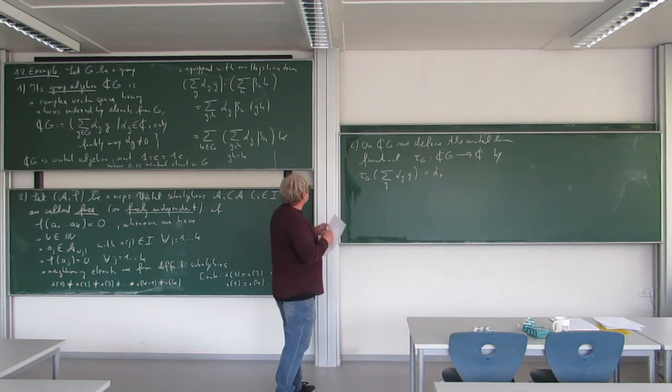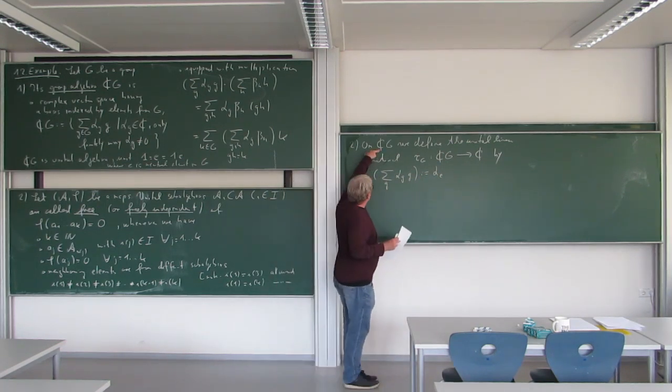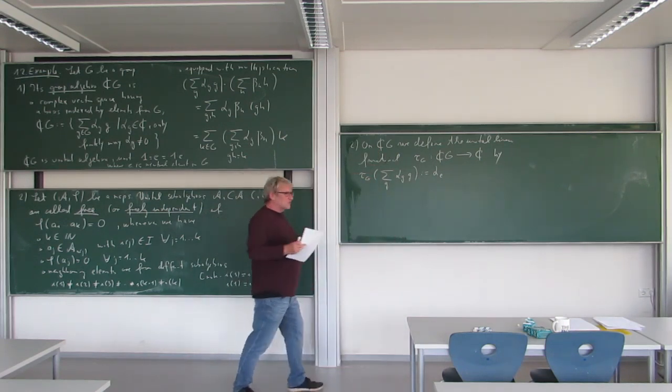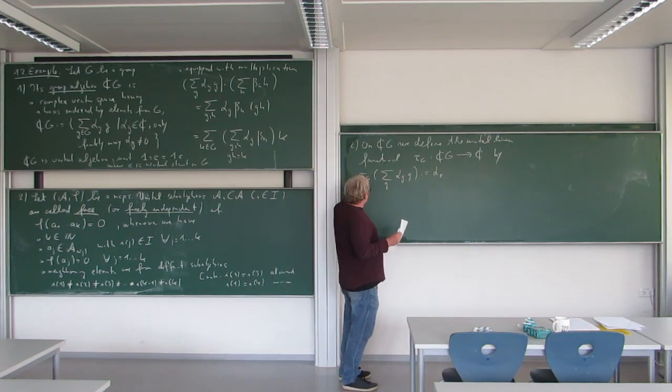Okay, and then the pair of the group algebra and this linear functional is now a non-commutative probability space. And of course this functional is unital. So tau g of the 1, which is the neutral element, is 1.